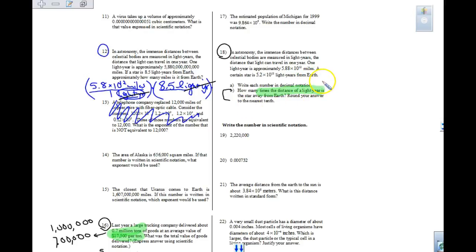So first, make sure you do part A, that you write both numbers out in standard form, right? Write them out in decimal or standard form. So you need to rewrite both of those there. And then part B is the one where we are going to take the 5.2 times 10 to the 13, and we're dividing it by approximately 1 light year. Because this is how many light years that celestial body is away from Earth. Okay, so that was the distance, and this is the light year down here. Okay, how much a light year is.